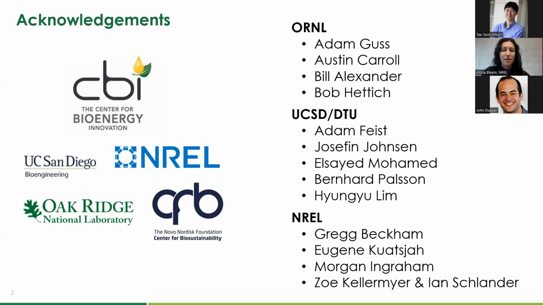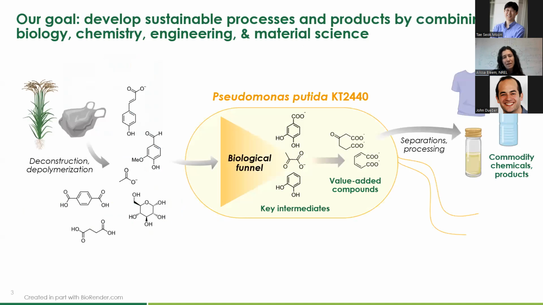Okay, so let's get into the talk. So what do we do here at NREL in our group? Our goal is to develop sustainable materials and products by combining biology, chemistry, engineering, and material science. So as Tae-suk mentioned, Greg has quite a large group, quite a large sphere of influence in the renewable energy space, but I'm going to try and hone in on what my little sector does.